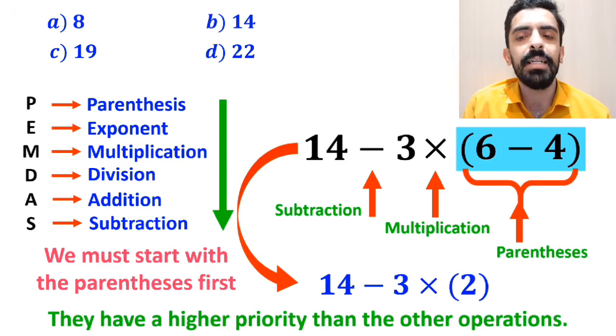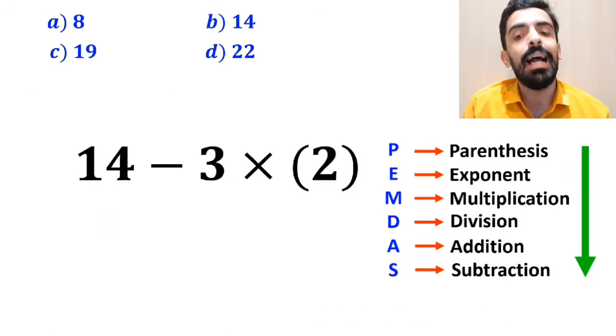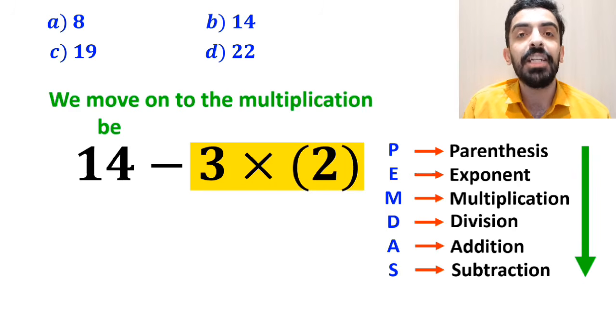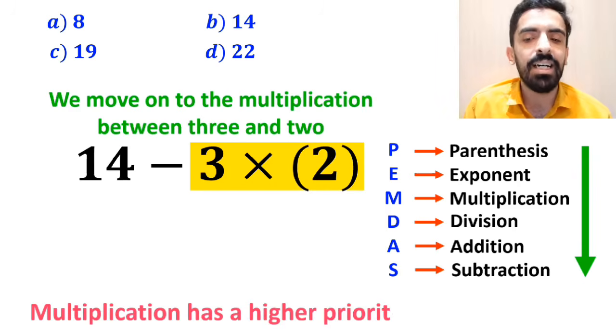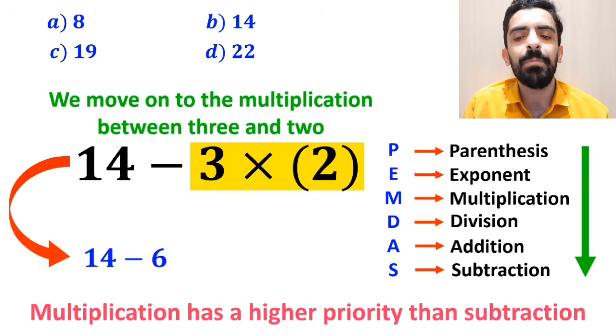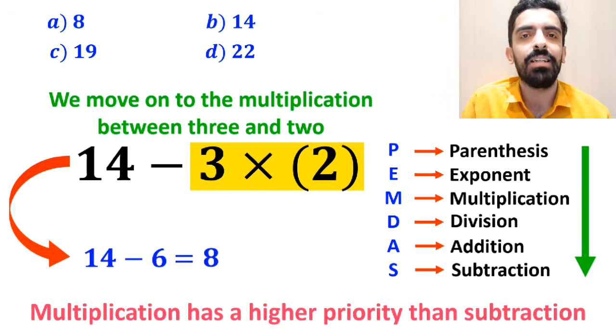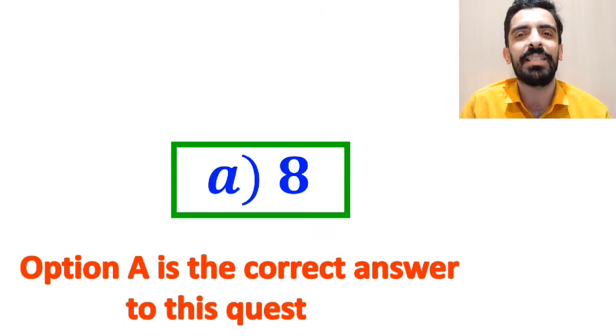So we can write this expression as 14 minus 3 multiplied by 2. And the next step, we move on to the multiplication between 3 and 2, because multiplication has a higher priority than subtraction. So we rewrite this expression as 14 minus 6, which finally gives us the answer 8. Therefore, option A is the correct answer to this question.